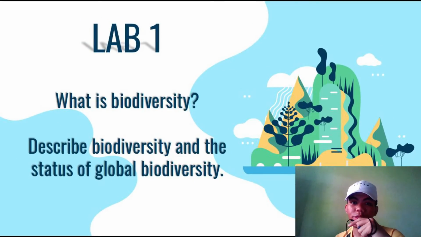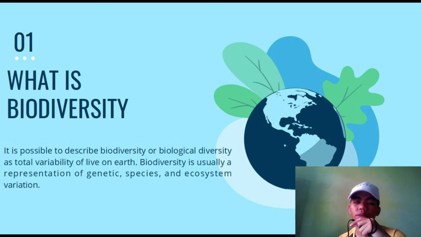My name is Fairuz and I was assigned for Lab 1, which is about what is biodiversity and the status of global biodiversity. So the first one is, what is biodiversity? It is possible to describe biodiversity or biological diversity as the total variability of life on Earth. Biodiversity is usually a representation of genetic, species, and ecosystem variation.